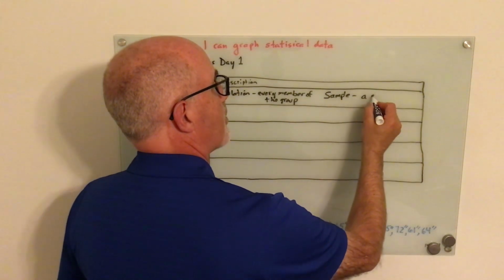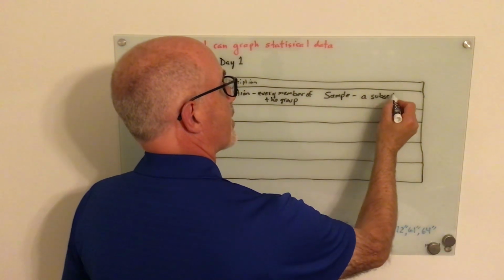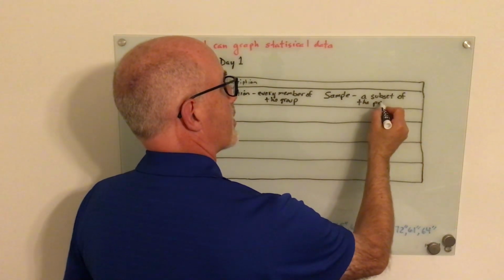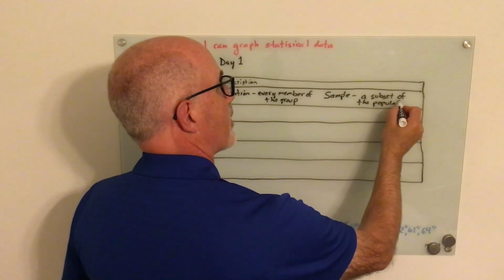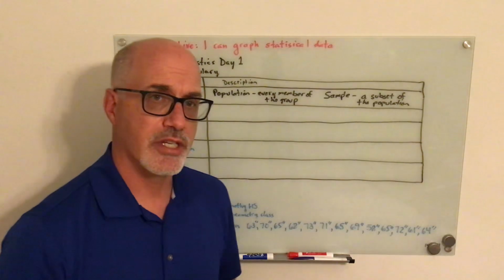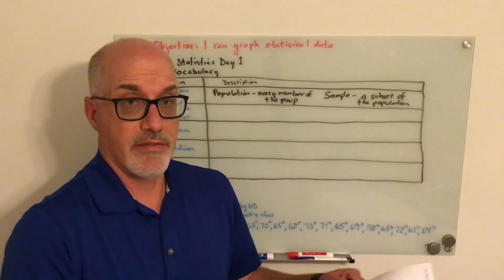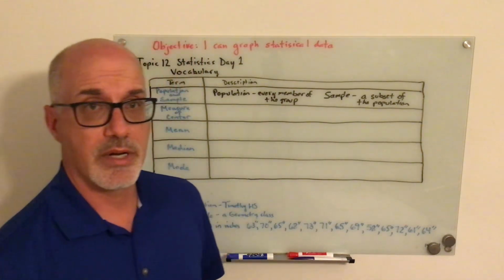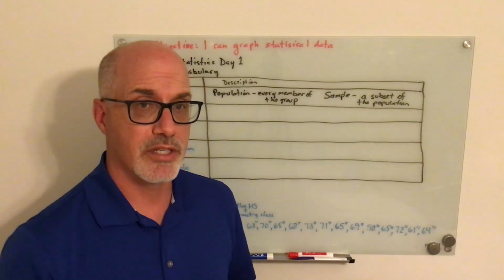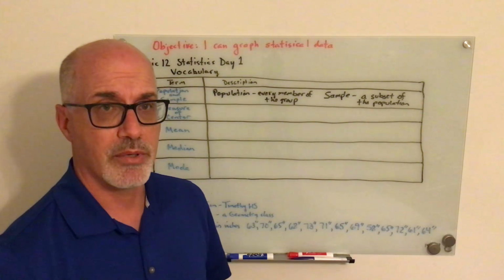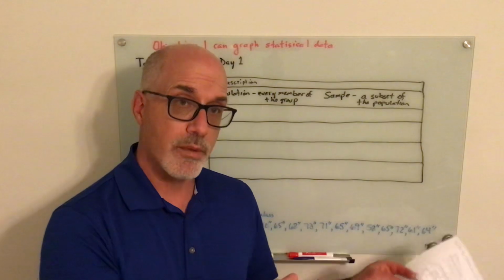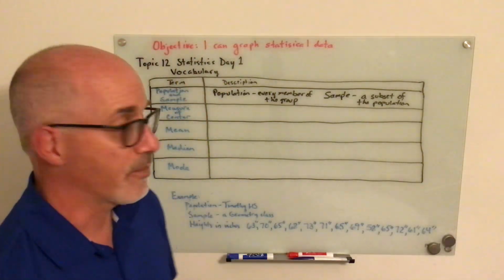Sample is a subset of the population. So that's where we're going to take a smaller group from the population and look at the information with it, the data that's generated by that. Because sometimes you can't look at the data for the entire population, and so you take a smaller sample to look at its information and see if that can inform you about the entire population.